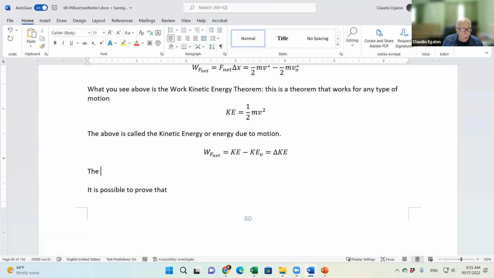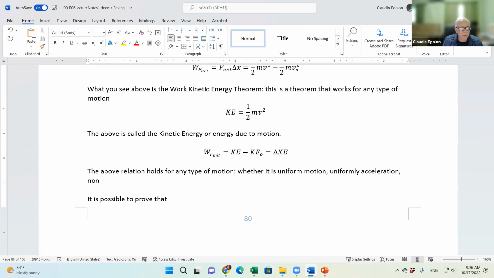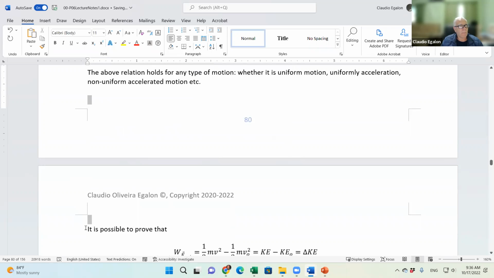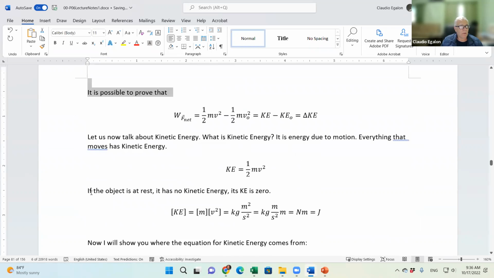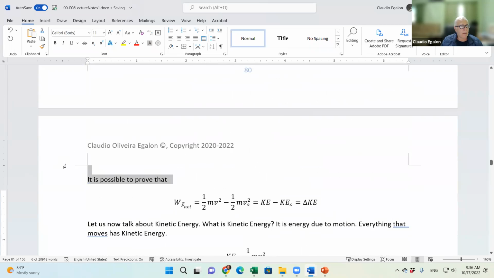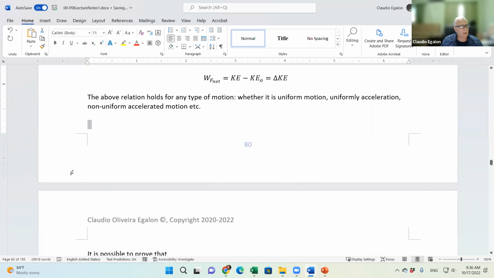Okay, let's write it down. The above relation holds for any type of motion, whether it is uniform motion, uniformly accelerated motion, non-uniform accelerated motion, etc. We just don't prove that here because it involves calculus-based physics.